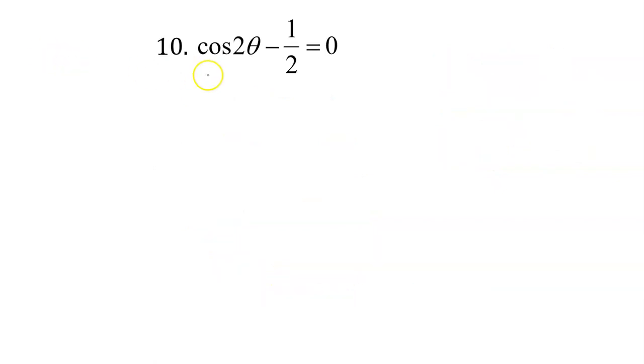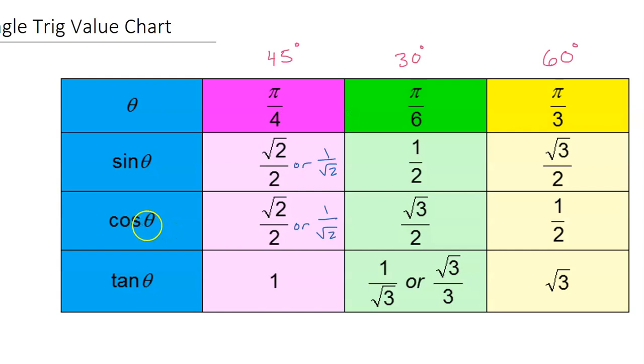Kabam! Number 10. Let's start by adding 1/2 to both sides of this equation. So we get cosine 2 theta is equal to 1/2. Now we can solve for 2 theta by asking ourselves the cosine of what is equal to 1/2. We know that the cosine of pi over 3 is 1/2, so pi over 3 is the reference angle.